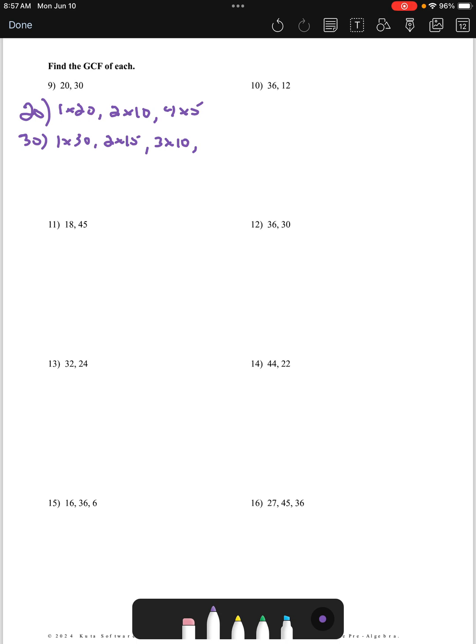And for 30, I know I can do 1 times 30, 2 times 15, 3 times 10. Can't do anything with 4. We can do 5 times 6. So we would write down all of our multiplication facts, and then we'd look at both of these and say, okay, the biggest number that I can find in both is 10. So the GCF is 10.